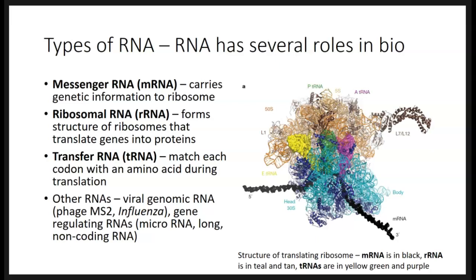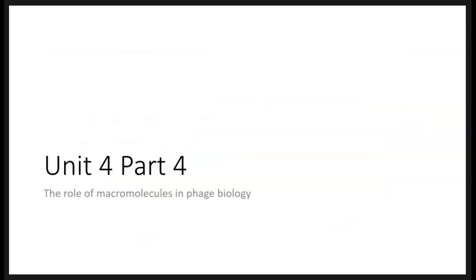tRNAs also participate in translation. So they are three-dimensional RNAs that match each codon in the mRNA with an amino acid during translation. We also, again, have viral genomic RNAs, right? And we have many RNAs that perform lots of interesting functions in the cell, including regulating genes like microRNAs and long non-coding RNAs.